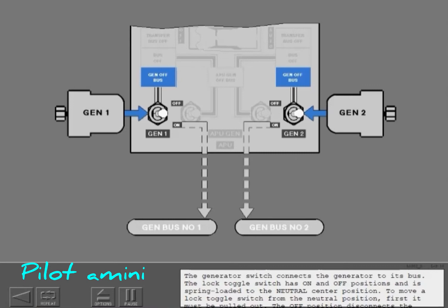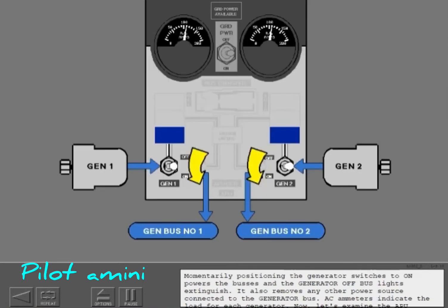The off position disconnects the generator from its bus. The blue generator off bus light illuminates whenever the generator is not powering the bus. Momentarily positioning the generator switches to on powers the buses, and the generator off bus lights extinguish. It also removes any other power source connected to the generator bus. AC ammeters indicate the load for each generator.